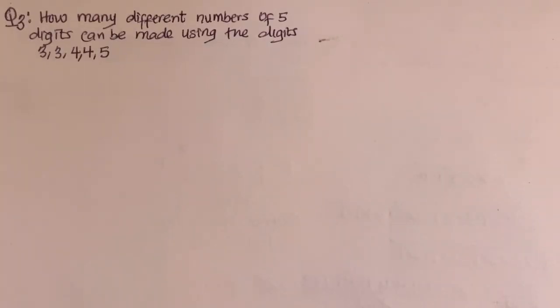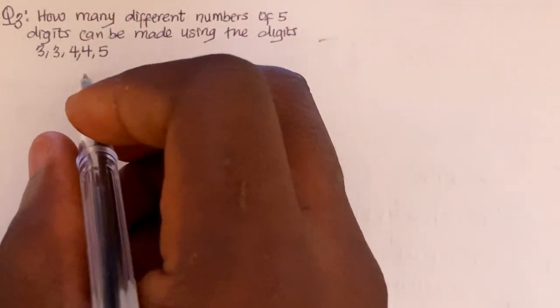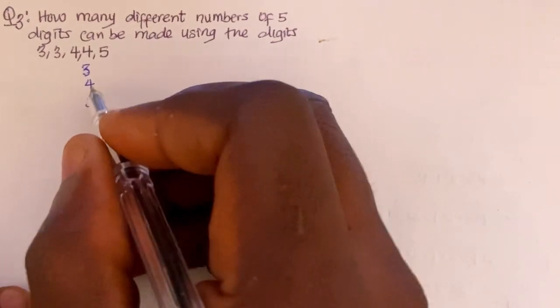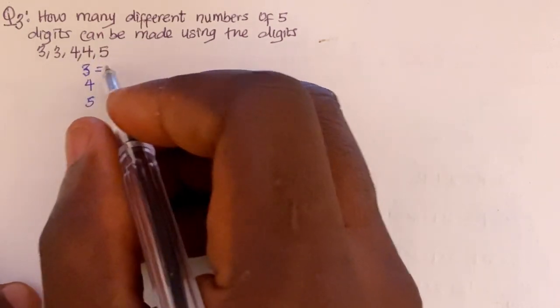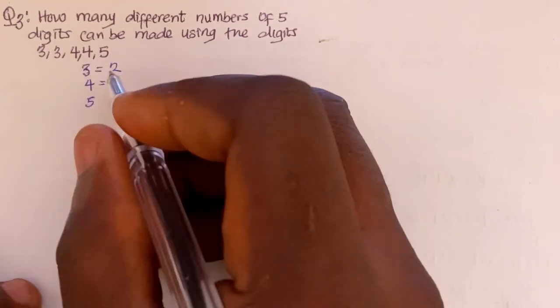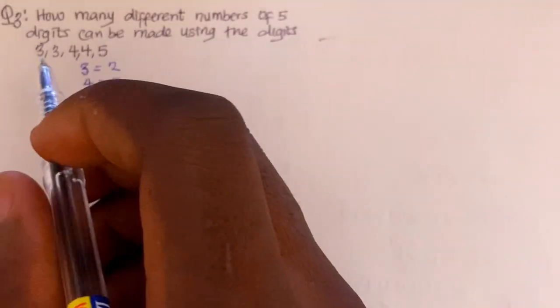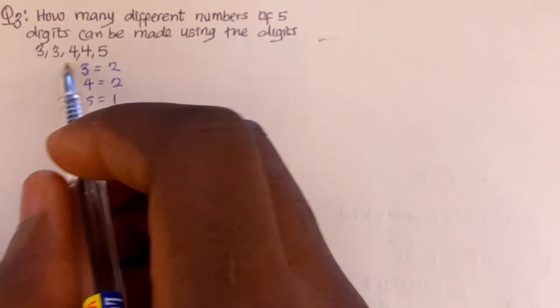Exactly. So let's check the final question I'm having here. The question says, how many different numbers of 5 digits can be made using digits 33445? So if you look at this, the question is actually a permutation with repetition question. So you just have to go with this. How many numbers do we have? We have 3, right? We have 4 and 5. Then from these digits, how many 3s do we have? We have 2 3s. We also have 2 4s and also what? 1 5.